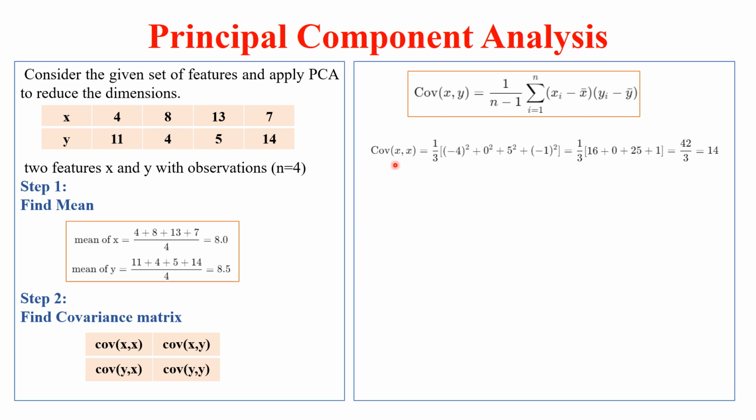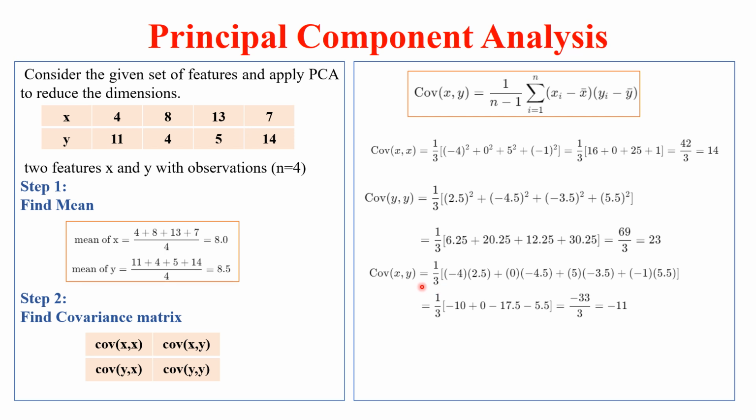The first step is to compute the covariance between x, x. The value is 14. Upon applying this formula, we can compute the covariance between x, x, y, y and x, y. As x, y is already computed, we need not compute y, x because it is going to be the same. Now the covariance matrix is 14, covariance of x, x, covariance of x, y is minus 11 and covariance of y, x is the same, minus 11. Covariance of y, y is 23. So this is how the covariance matrix is constructed.